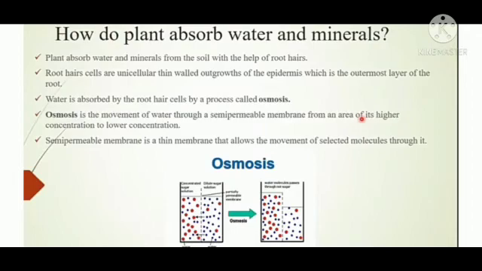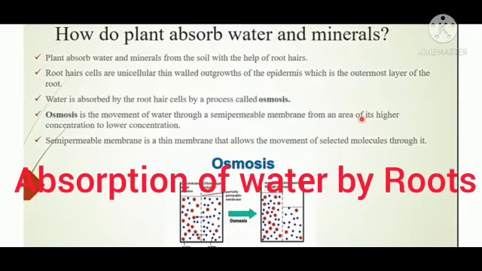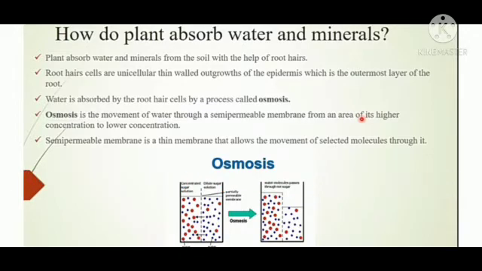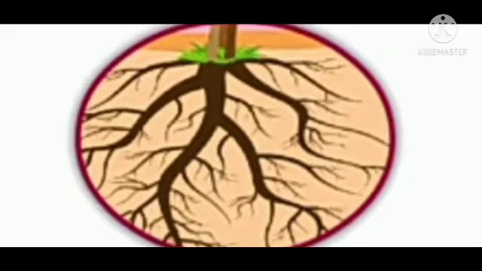Now the question is, how do plants absorb water and minerals? Actually, plants absorb water and minerals from the soil with the help of root hairs. Root hair cells are unicellular, thin-walled outgrowths of the epidermis, which is the outermost layer of the root. Root hairs are unicellular microscopic hair-like structures which are present on secondary and tertiary roots of plants.